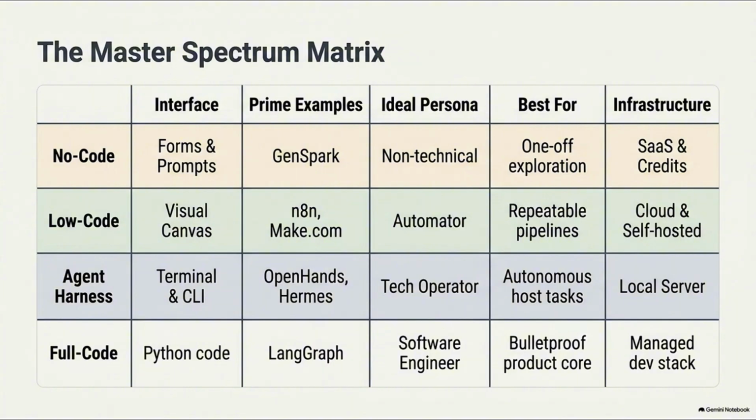Think OpenHands and Hermes. Full code. You work in pure Python. It's for building a bulletproof production-grade product core. Think LangChain and LangGraph. 4 tiers. 4 totally different jobs. And this is the mindset I want you to walk away with. Not one of these is the best. Each one is simply the right answer to a different question. The skill isn't knowing the fanciest tool, it's matching the tool to the job.